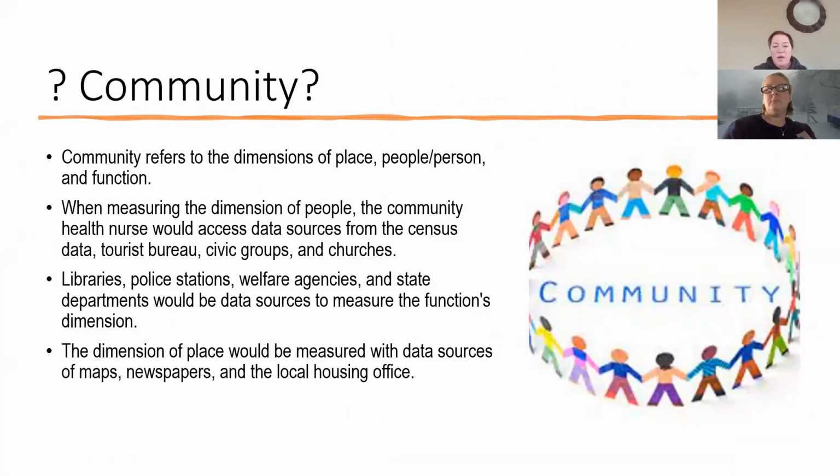All right, so the first thing we talk about is community. Remember, community is going to be our person, place, and function. When we look at the different people in our community, we're going to make sure that we look at data sources such as census data, tourist bureau, civic groups and churches. Libraries, police stations, welfare, and state departments would be data sources to measure the function. Okay, and our dimension of place would be measured with data sources of map.